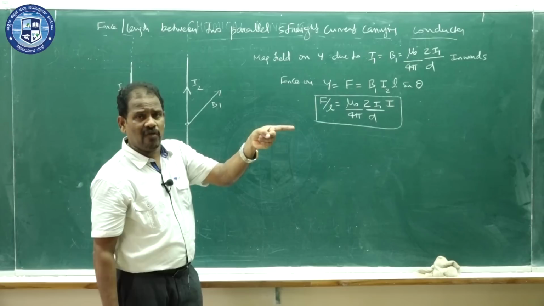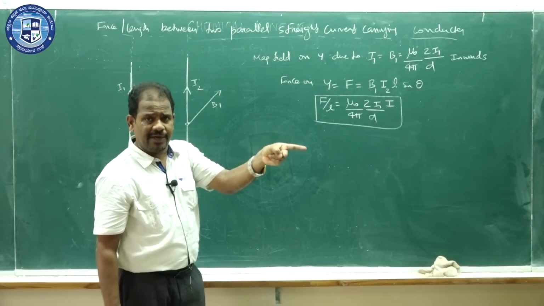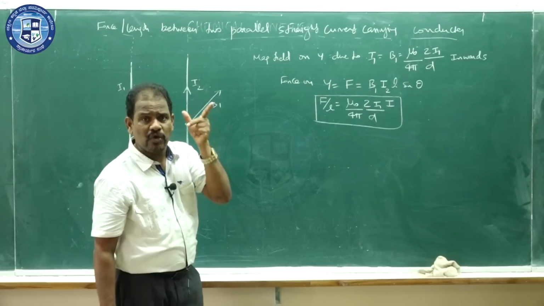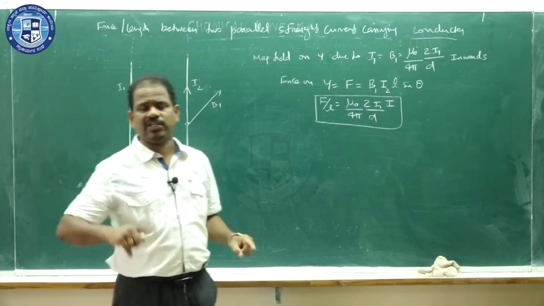Four fingers show the direction of magnetic field. Middle finger shows the direction of current. Then thumb shows the direction of force. Don't stretch all the 3 fingers together, then you will get confused. So stretch one by one.